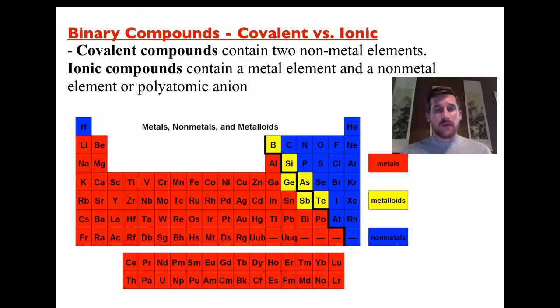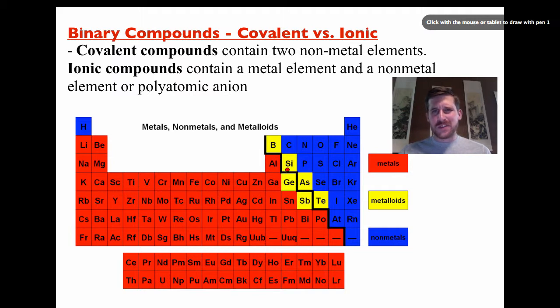So quick background, a reminder, binary compounds. Okay, there are two types that we'll talk about. We'll talk about covalent and ionic. Quick review, covalent compounds are going to contain two non-metal elements. Okay, non-metals are going to be the elements here that are the blue ones. So there are a lot less non-metals than metals. The red ones are going to be metals.